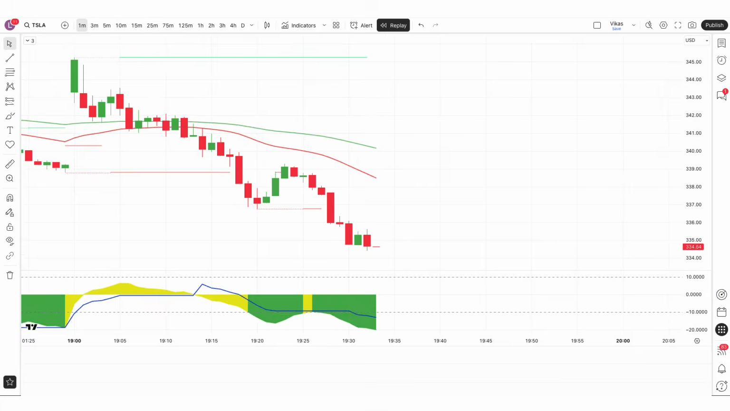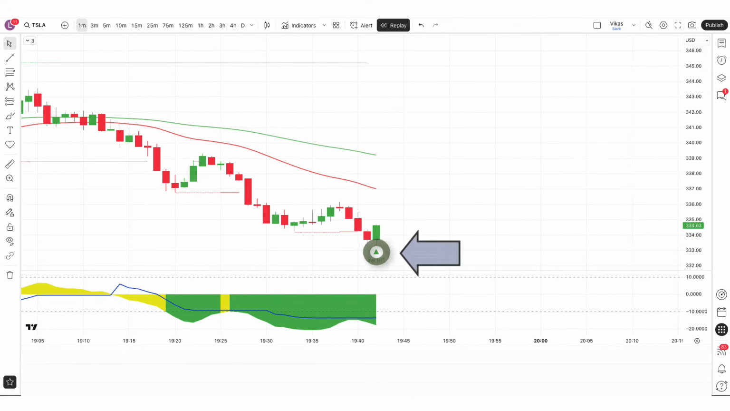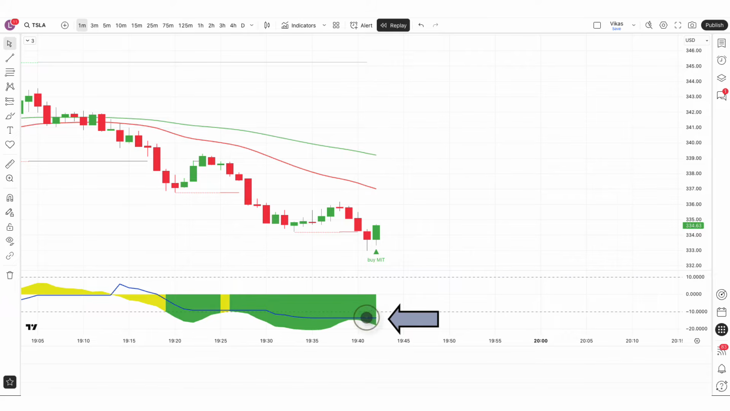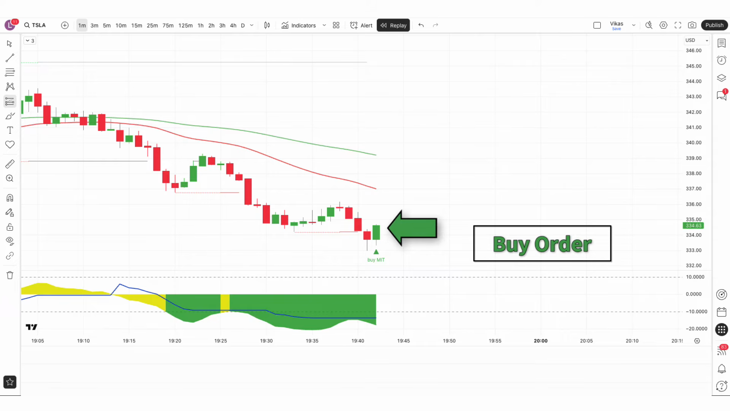Let's see how we use these trading setups. When the AI engulfing indicator gives us a buy signal, the scalping pullback indicator should show the green line above the red line, the blue line of the NQQE indicator should be in the green area, and the market should form a bullish candle. If this condition is fulfilled, then we will place a buy order.